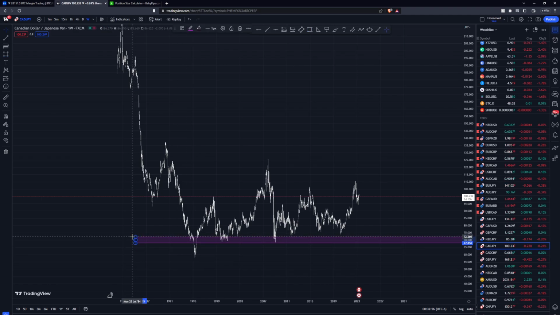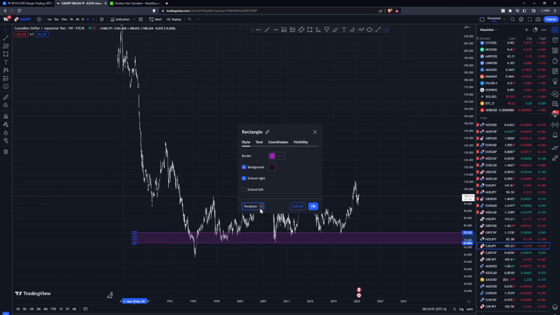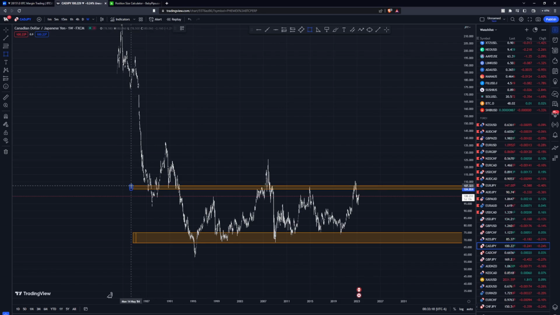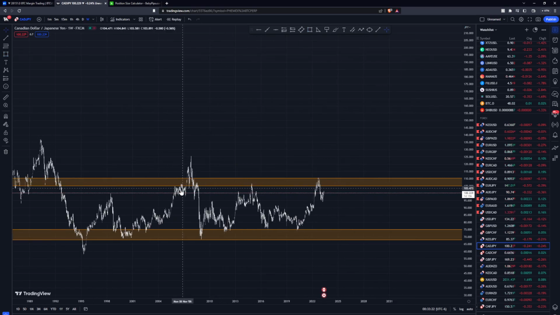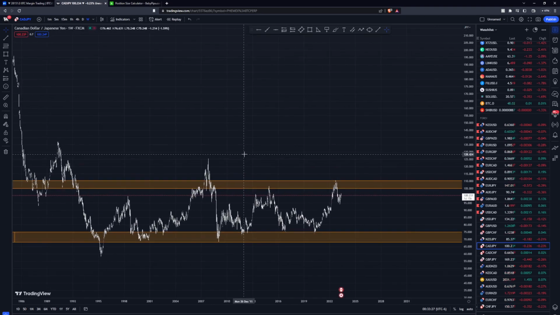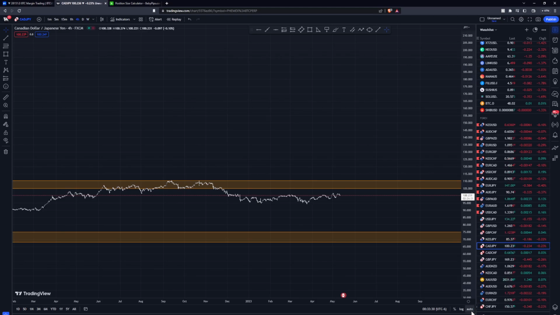Something like this, I'd probably just leave out this part because we have so many touches up here, and this is just the exception. So I definitely want to keep that in mind when I draw it, but I'll probably hang on to that one and just note that it broke through here. Let's zoom in on the 4 hour.